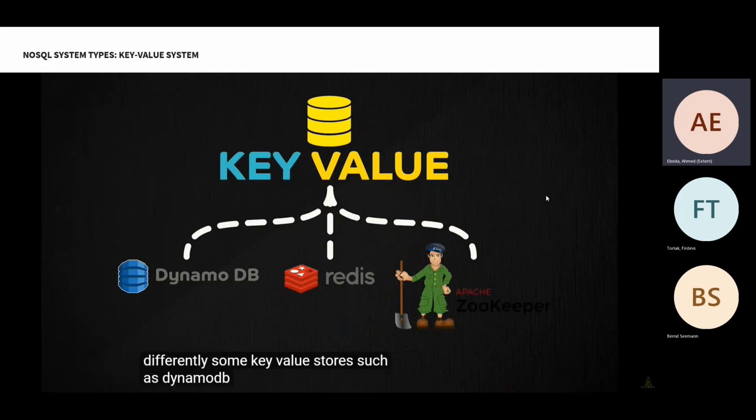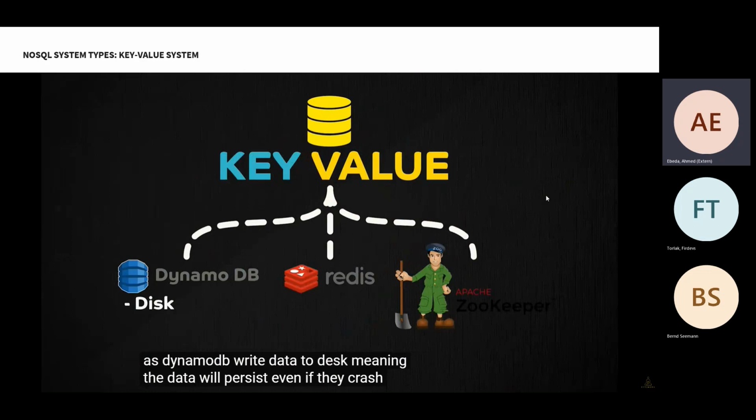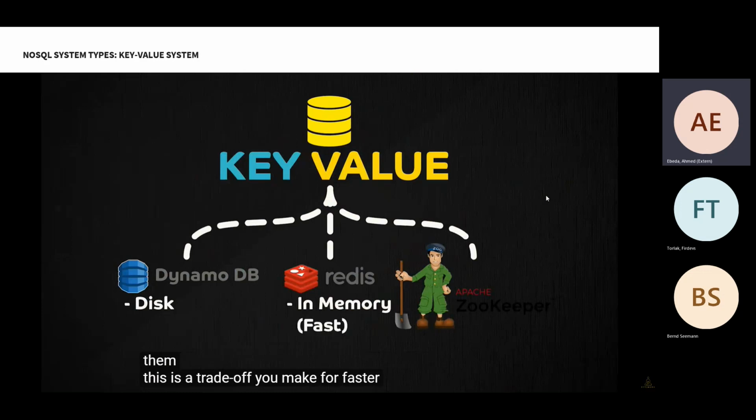Some key value stores, such as DynamoDB, write data to disk, meaning the data will persist even if they crash or go down. Key value stores, such as Redis, might only write data to memory, and if they crash, you will lose the data stored in them. This is a trade-off you make for faster operation, which, depending upon your use case, might be totally acceptable.